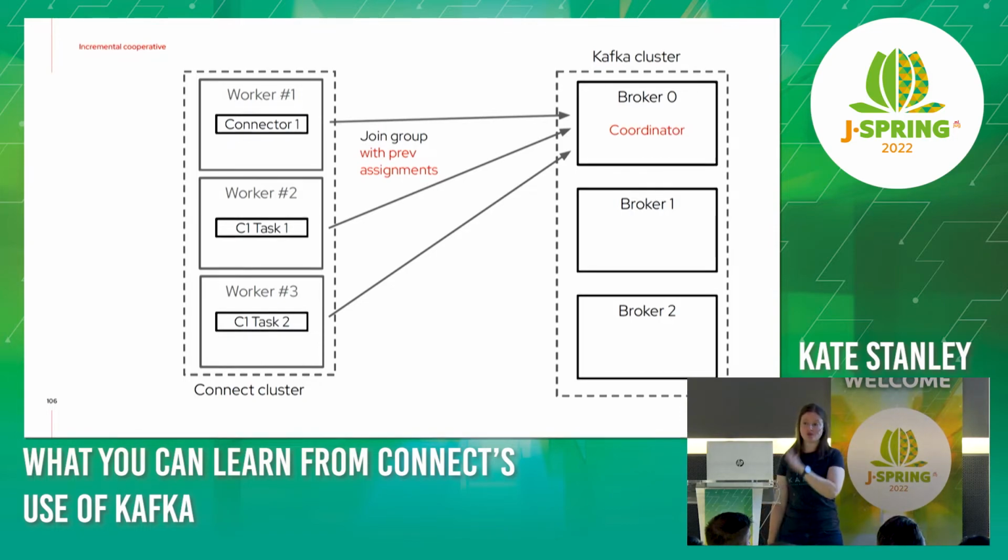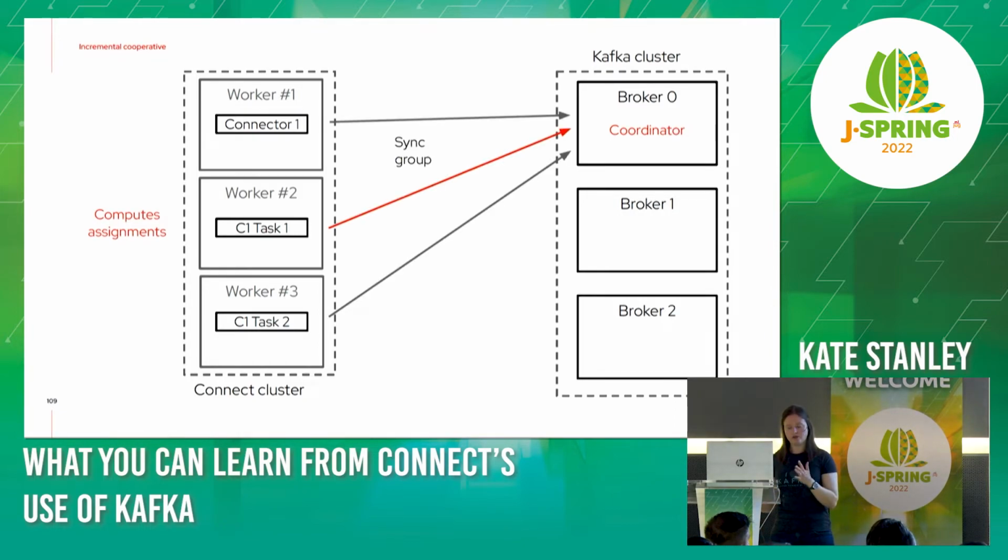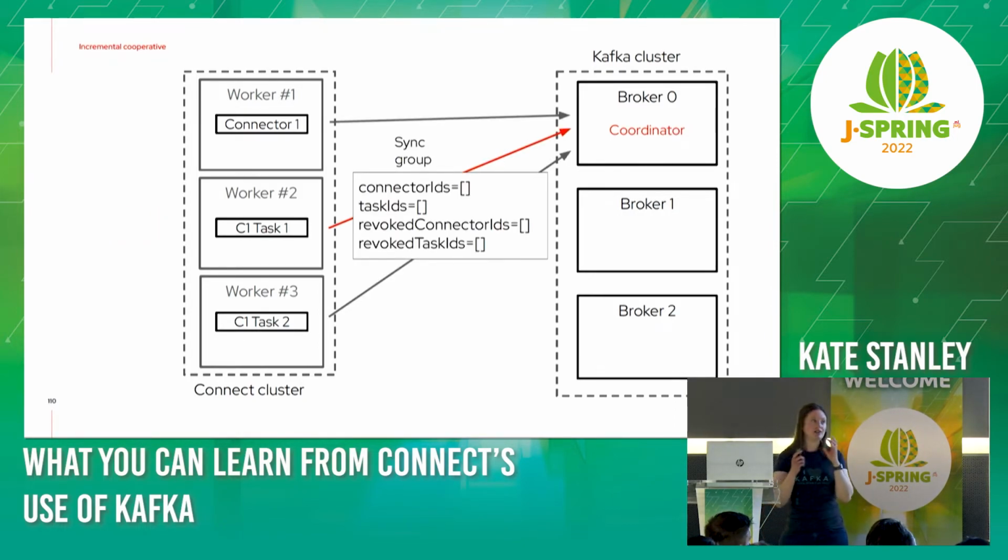So all of the workers rejoin with their previous assignments. They say, this is what I'm currently running, and they don't stop doing anything. They're still processing in the background. Again, the leader is informed, and it computes the new assignments based on this new metadata. So remember, we're starting a new connector. The result comes back, and the information that comes back down to the connectors has been updated. So this is the information that the worker will send that is the assignments. It's been updated to include these 2 fields, revoked connector IDs and revoked task IDs.